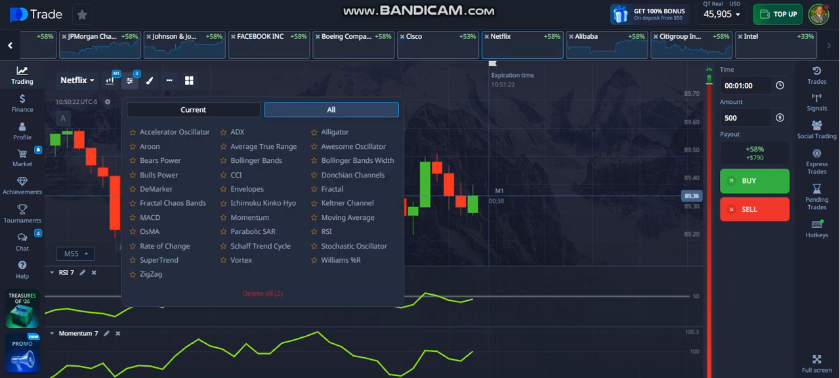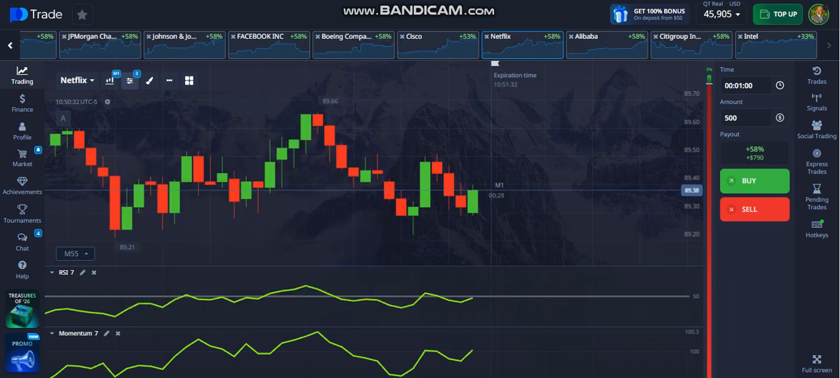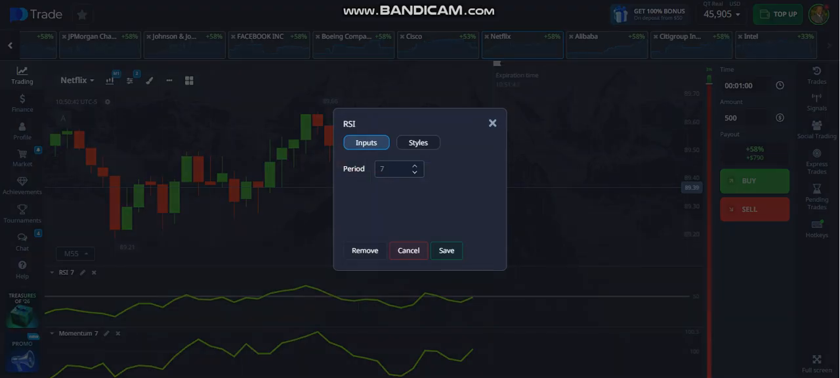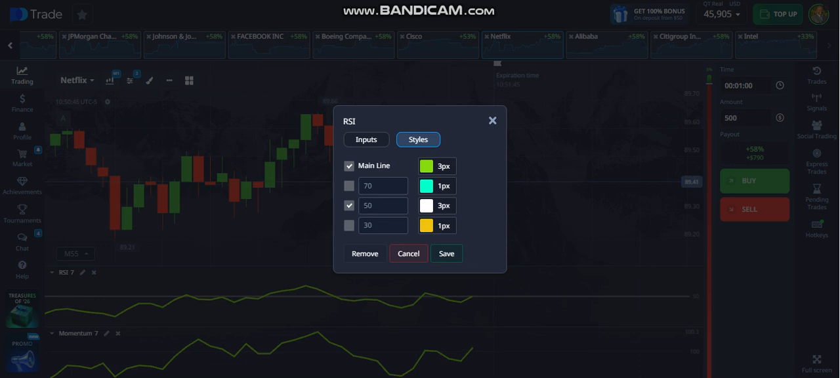So when you click on my indicator icon here, the two indicators are going to be the RSI, the relative strength index indicator, and the momentum indicator. Okay. So when I go into my RSI settings here, I have the period set to 7. And in my style settings here, I've disabled the 70 and the 30 line. So we're only keeping the 50 line and the main line. The main line is set to green, 3 pixels. The 50 line is set to white, 3 pixels.